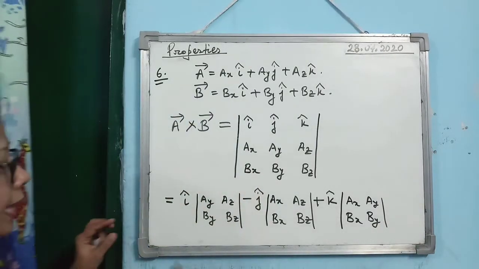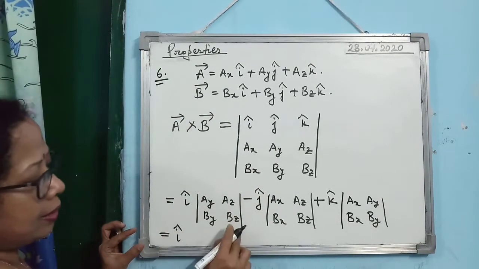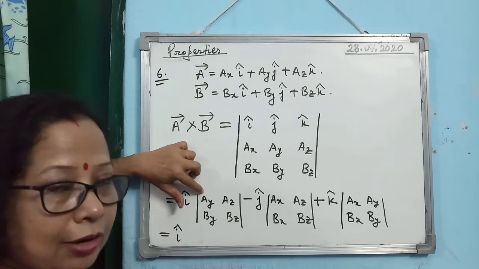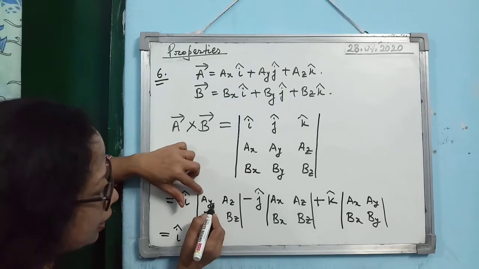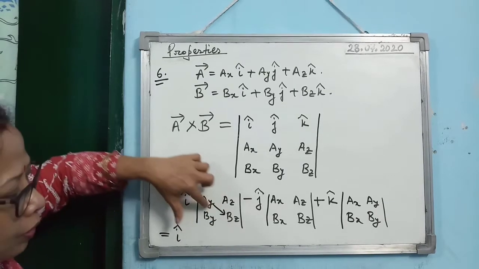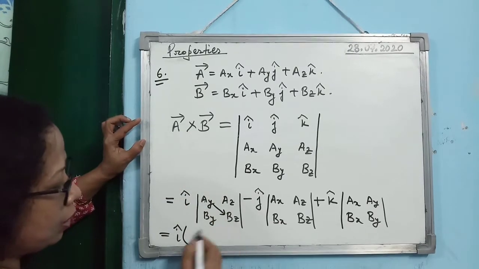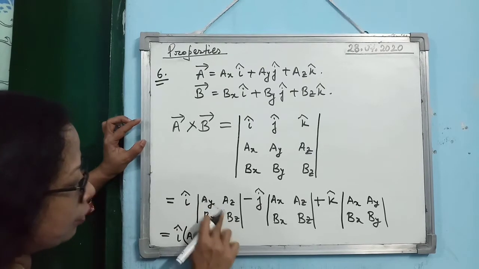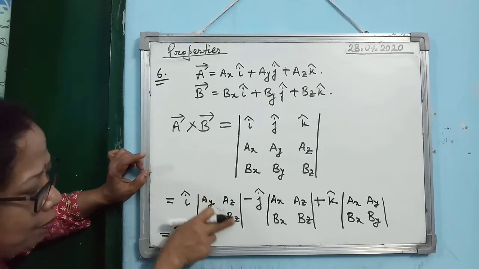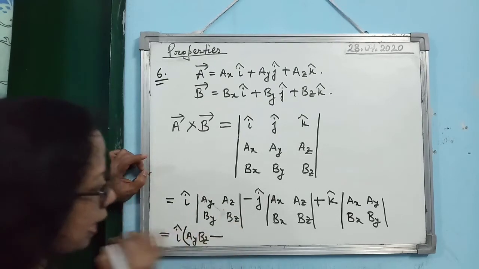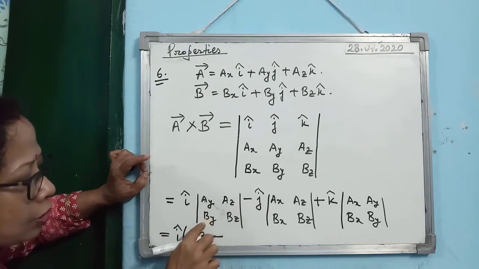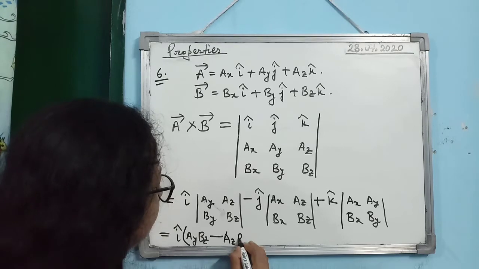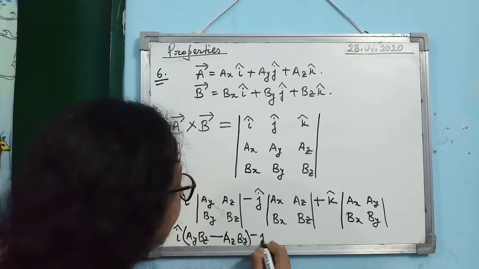Is that clear? Then you expand it. You know how we do a determinant. We start from the leftmost upper corner, then we go diagonally and find the product. So it will become AY BZ. You don't have to draw the arrow; I have given the arrow for your understanding. AY BZ, then a negative sign, then you take the product of the other two diagonal elements, so it is AZ BY.